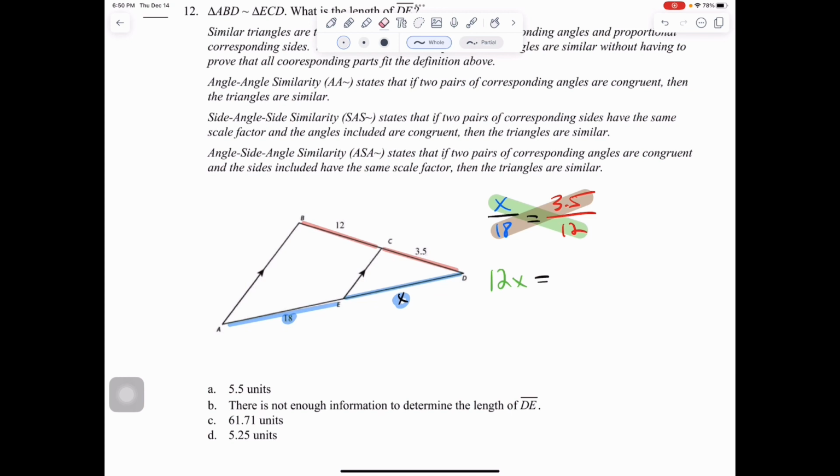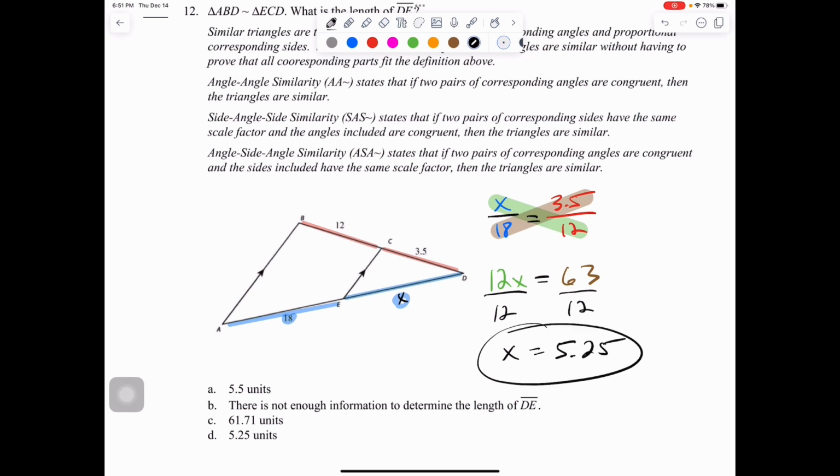18 times 3.5 is going to give us 63. From here, you know what to do. Divide each side by 12. We get x equals 5.25.